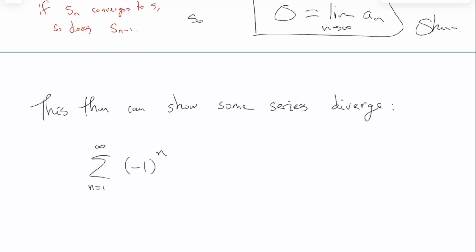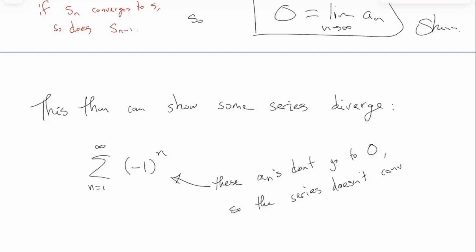But even without thinking about that, you can just say those individual things inside the sum, they don't go to 0, do they? They're just plus 1 or minus 1 each time. And so because of that, the whole thing cannot converge, because the theorem says if it converges, the terms must go to 0 individually. And they don't in this case. So these a_n don't go to 0, so the series doesn't converge. And that's really all you have to say.